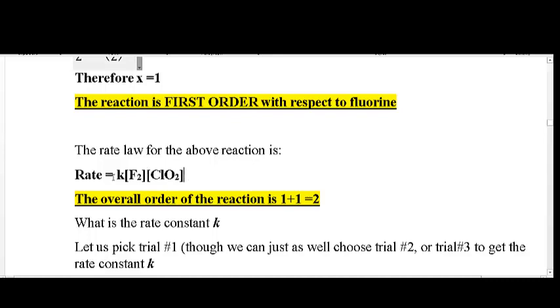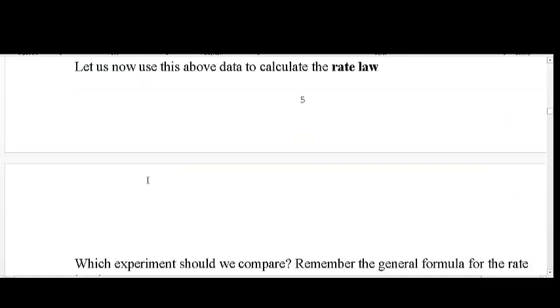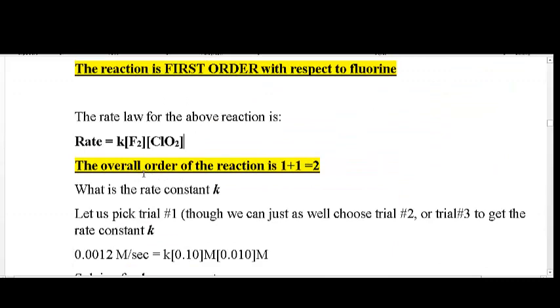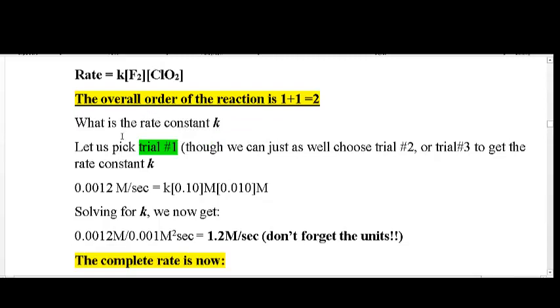You're not finished yet because you need to determine the rate constant. So we can pick any one of our initial rates and plug it back into the rate law now that we know our orders. The order of this is a first order decay. The order of that is a first order decay. We can plug this back into our rate law. So I decided to basically use trial 1, but you can use trial 2 or trial 3, it doesn't matter. So rate is equal to K times F2 times ClO2, each one raised to the order. The order is 1 for each of these.